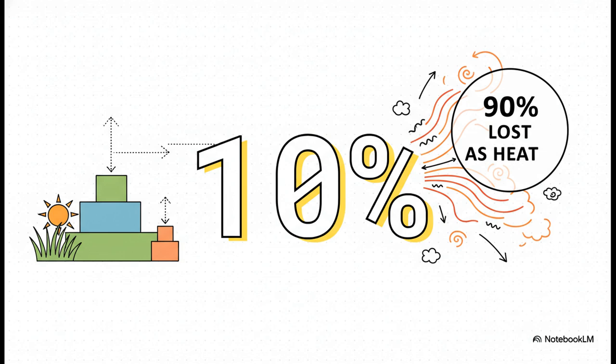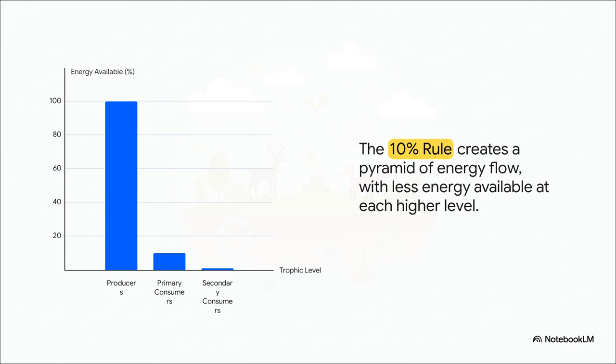So where does the other 90% go? Well, it's mostly lost as heat, while the organism is just living its life, moving around, breathing, keeping warm. This is called the 10% rule, and it changes everything about how an ecosystem is structured. And that 10% rule is exactly why we get this pyramid shape.